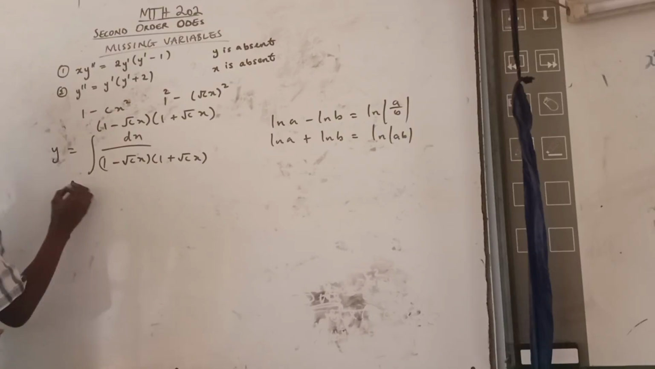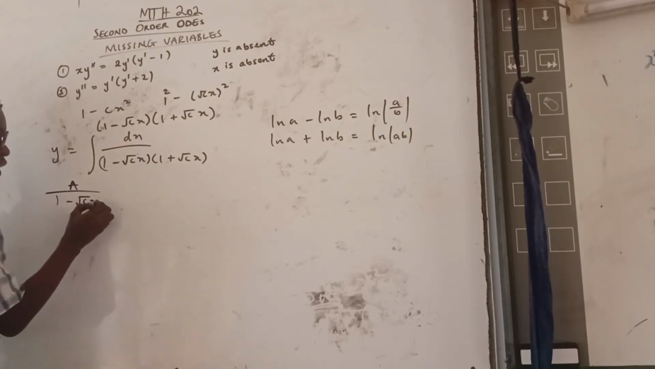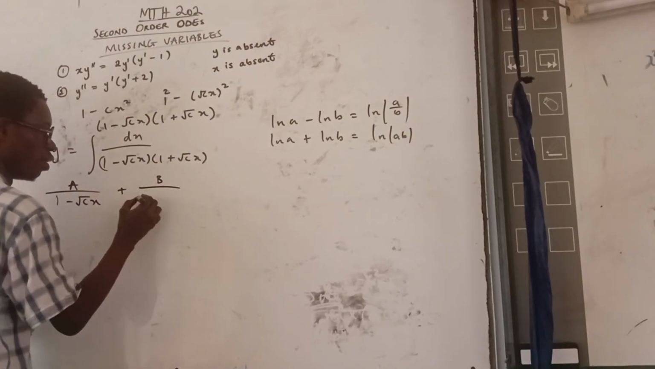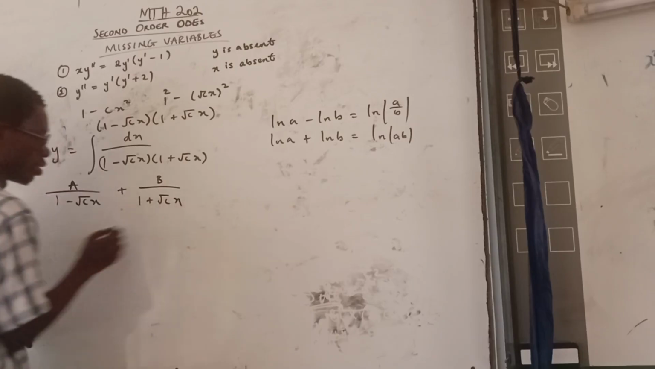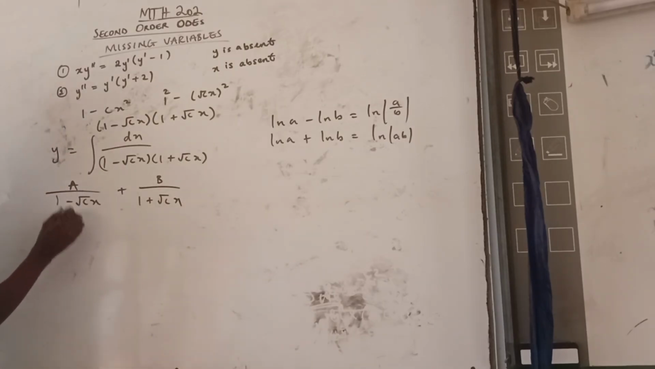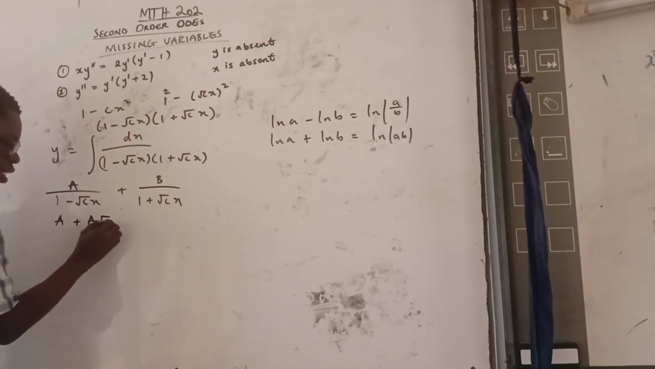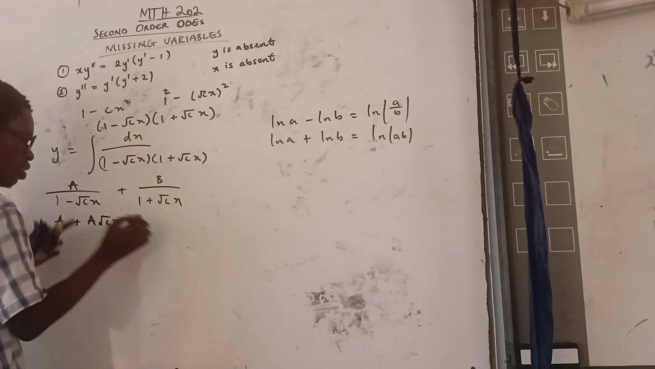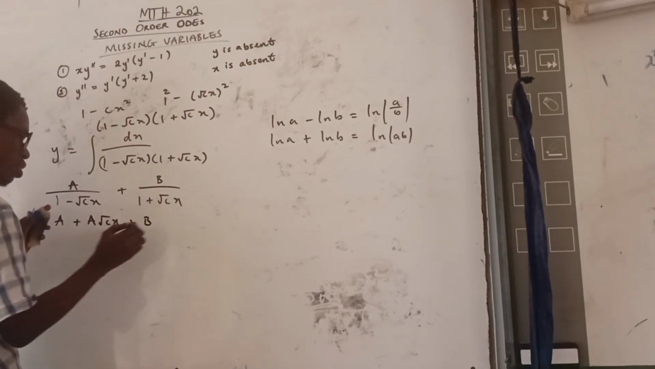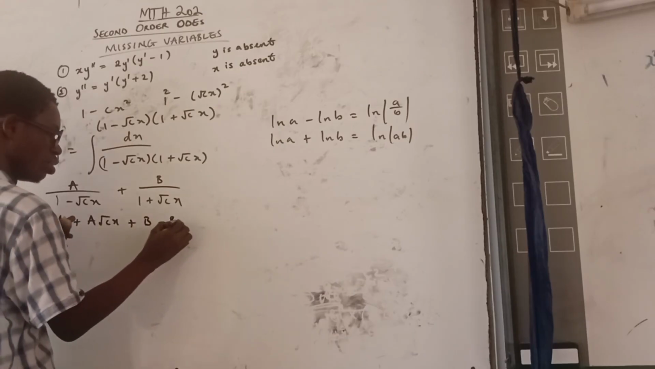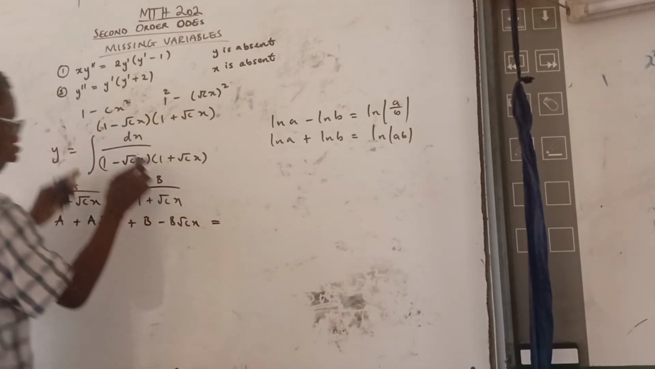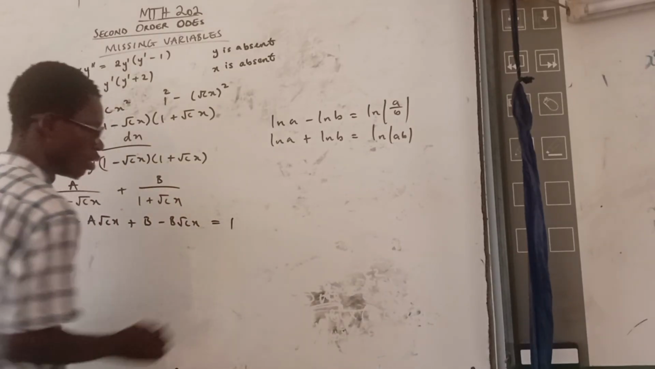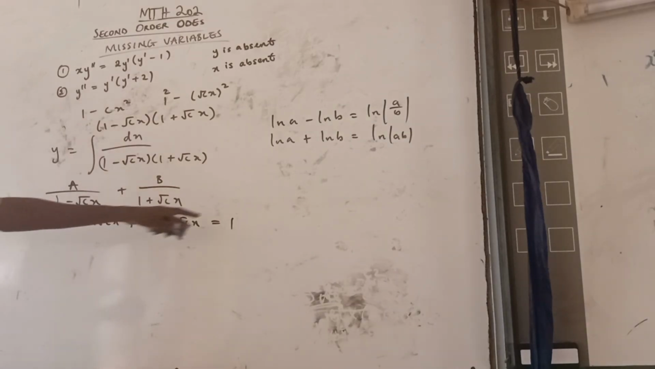If I'm to integrate this, I'm going to use partial fractions, using something like a over 1 minus root cx plus b over 1 plus root cx. So if I do this, I have a times everything here. That's a times 1 is a, plus a root cx, plus b multiplied by everything here. B times 1 is b, minus b root cx, must be equal to the coefficient of dx, which is 1. So every constant here must be equal to 1.